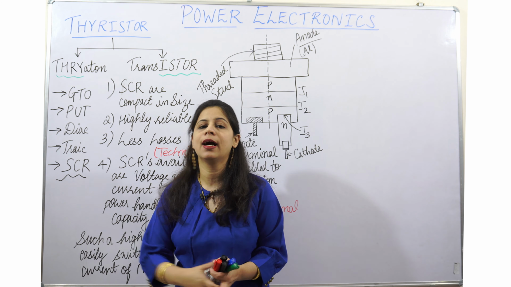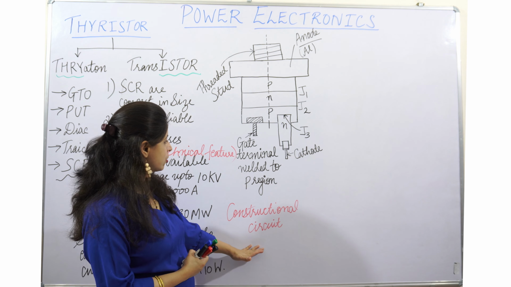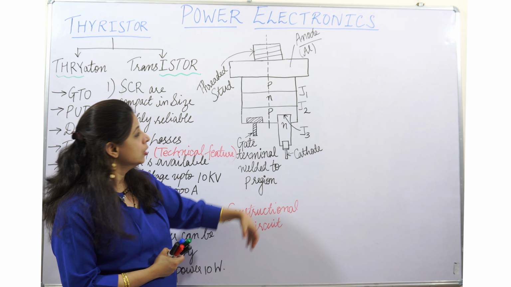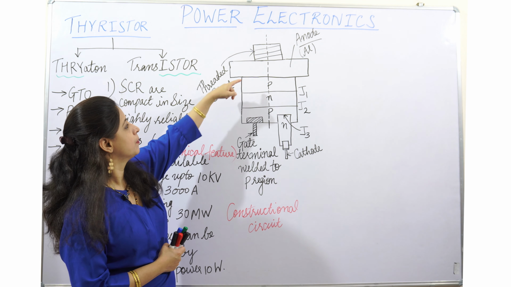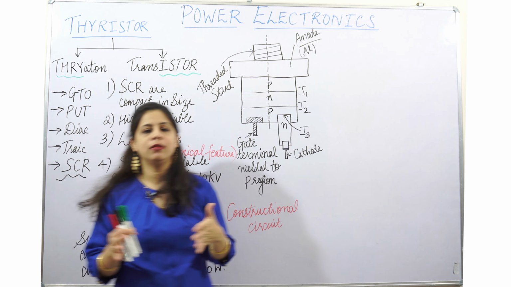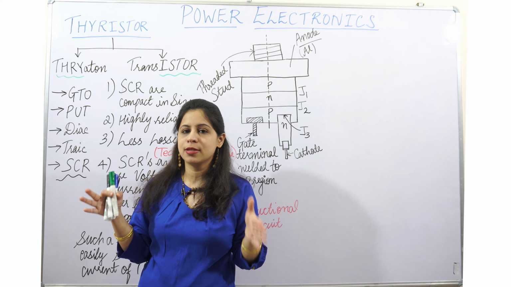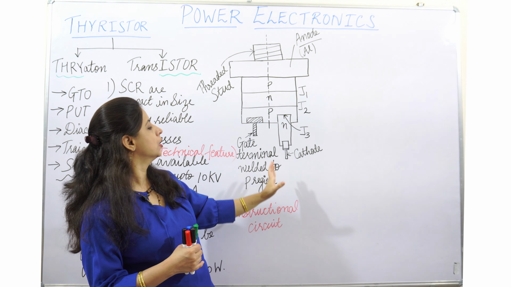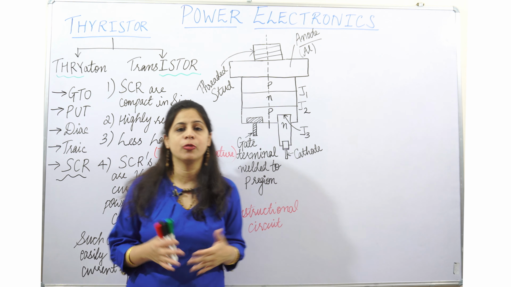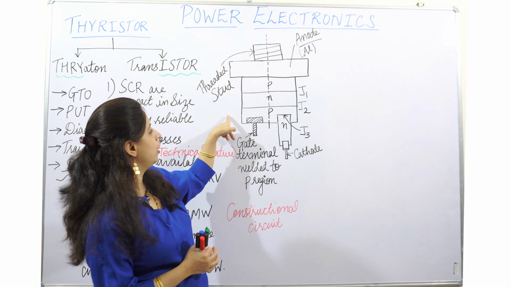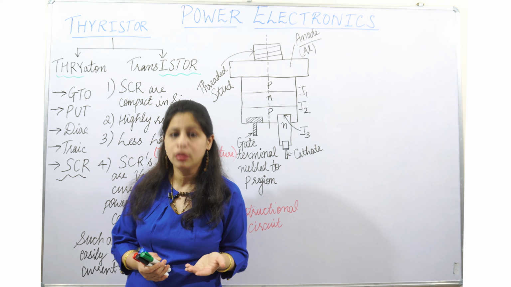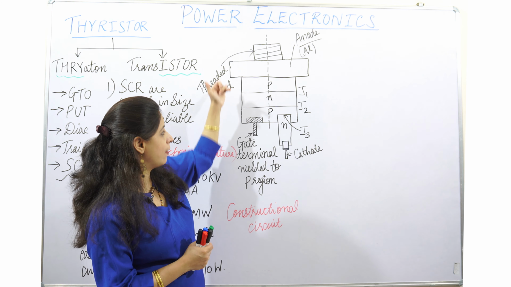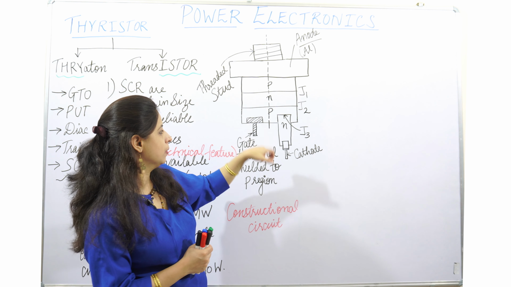So basically SCR is having this constructional circuit which I have shown over here. It is having 4 layers. When two transistors are joined together, PNP and NPN, then we form a thyristor. So it is having a 4 layer. The transistor is having a 3 layer, and the thyristor is having a 4 layer PNPN.